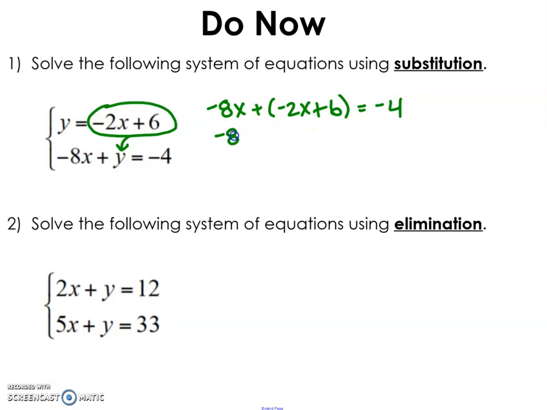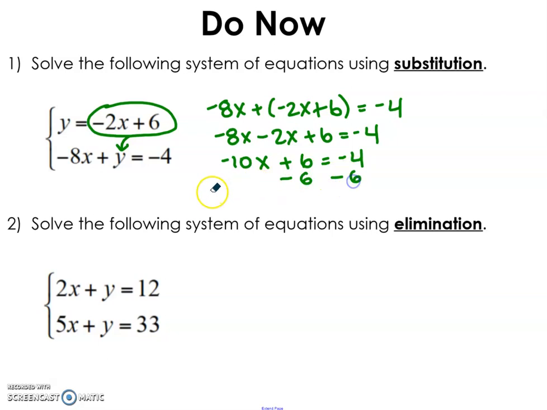Okay, so if I just combine like terms here, I can combine the negative 8x and the negative 2x, so I have negative 10x plus 6 equals negative 4. I'm going to subtract the 6, and I'm going to get that negative 10x is equal to negative 10. If I divide both sides by negative 10, I'll end up with x equals 1.